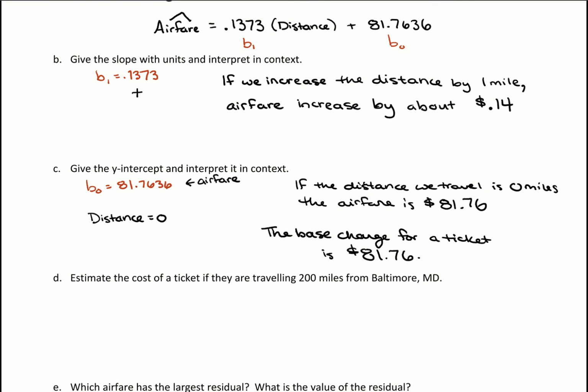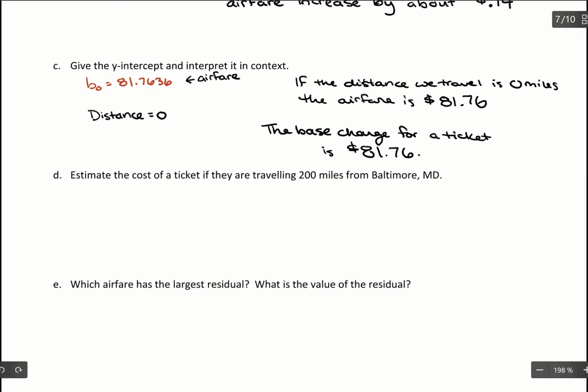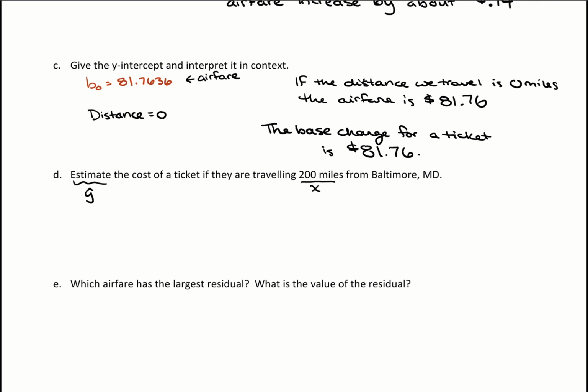Estimate the cost of a ticket if they are traveling 200 miles from Baltimore. So what we're saying here is, what if x is 200? And we're estimating, which basically means we want to find a predicted output value. So we're looking for airfare, and we want to estimate it based on our equation for the line, but we want to plug in 200 for our distance.